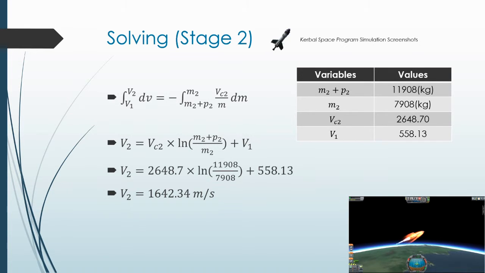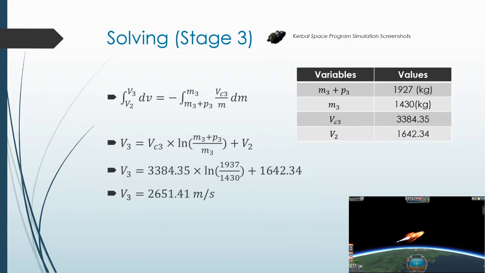So it solves similarly to before, moving v1 to the outside and finding v2 equals 1642.34 meters per second. Our final stage is as our rocket reaches the vacuum. It's solved very similar to the last section, integrating between new values of mass and velocity. But since the mass values do not change after this, we will find our final velocity from this.